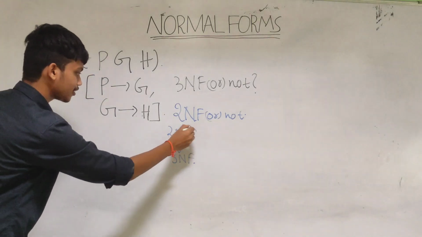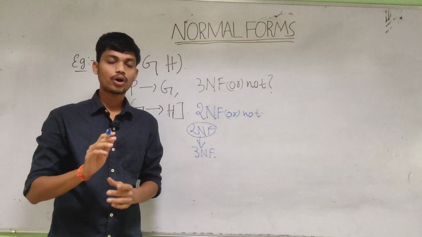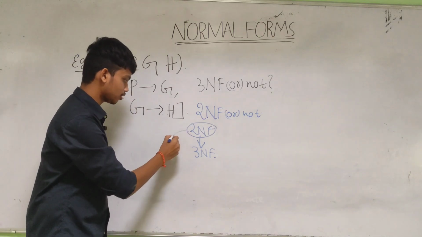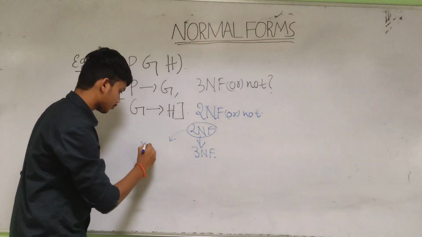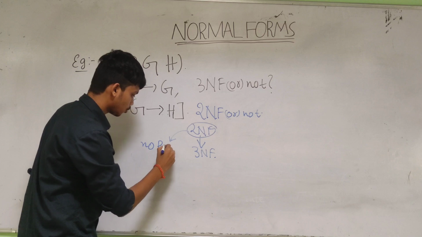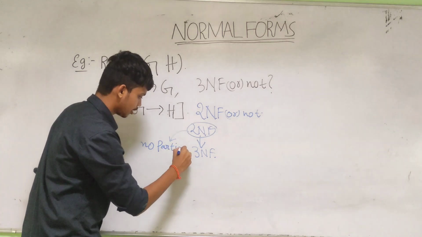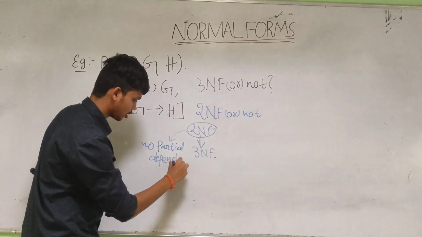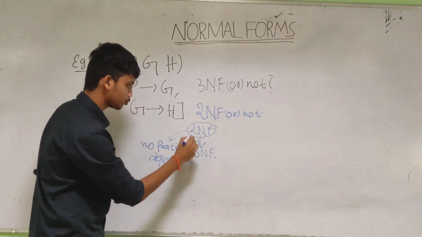Now I am going to check whether it is in 2NF or not. I explained 2NF in my previous lecture, so I am doing it directly now. For 2NF, the condition is no partial dependency. I have told you already. Now we are checking whether it is in 2NF or not.